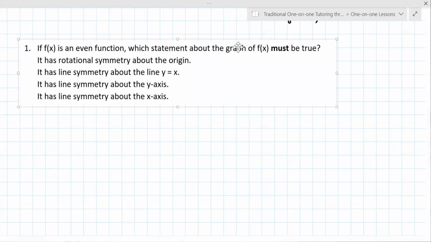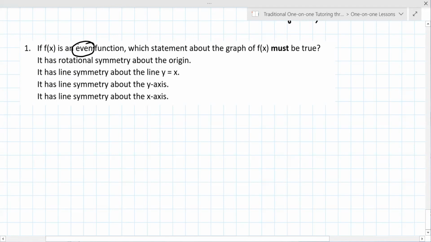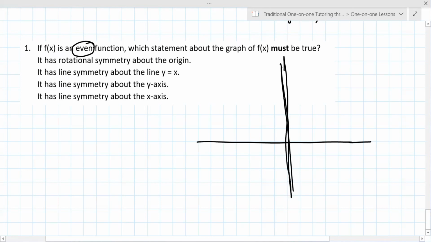So, okay, if f of x is an even function, that's really important. I mentioned this in the previous problem. Which is the mirror? Right down the middle. And this is the x-axis and this is the y-axis. So since it's an even function, the mirror is the y-axis.